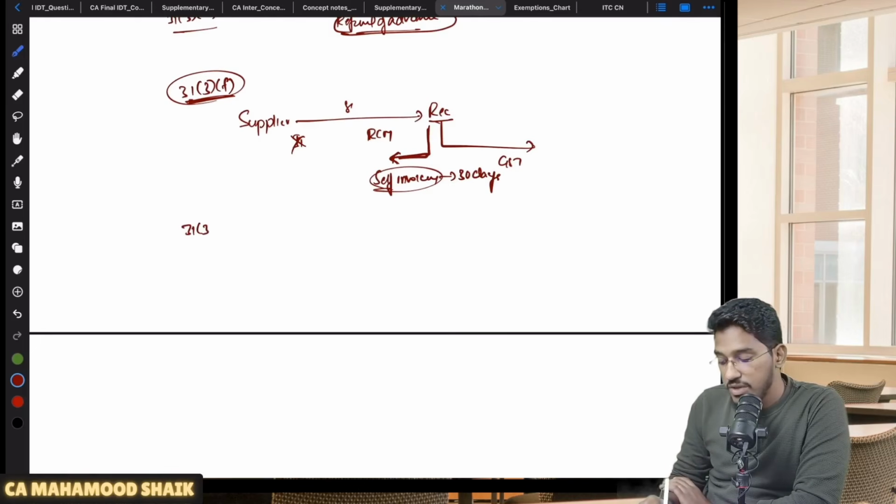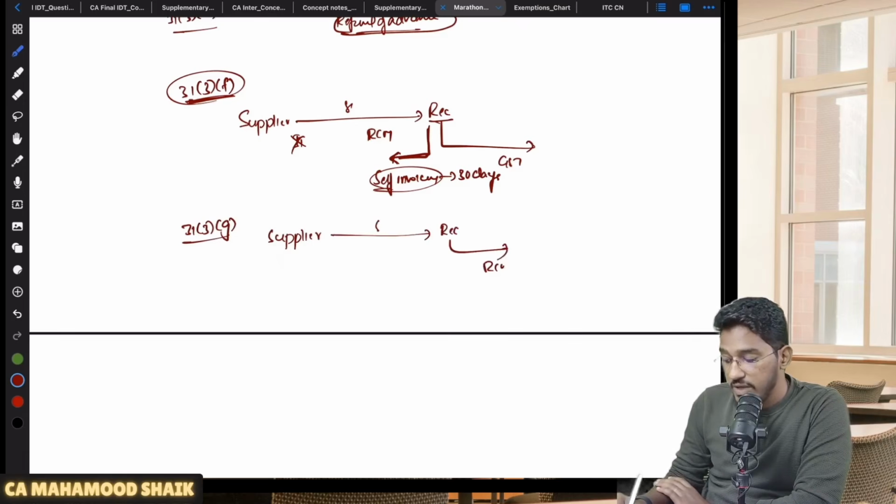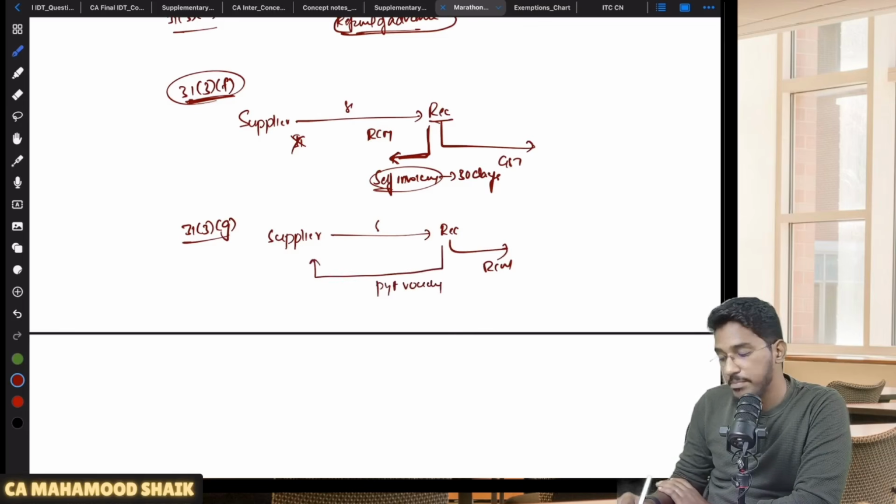Then there is one more thing called Section 31 subsection 3 clause G, which talks about the payment voucher. This is also applicable in the case of RCM supplies only. If a supplier made some supplies to the recipient which are covered under RCM, then whenever you are making the payment to the supplier, you are required to issue something called a payment voucher.